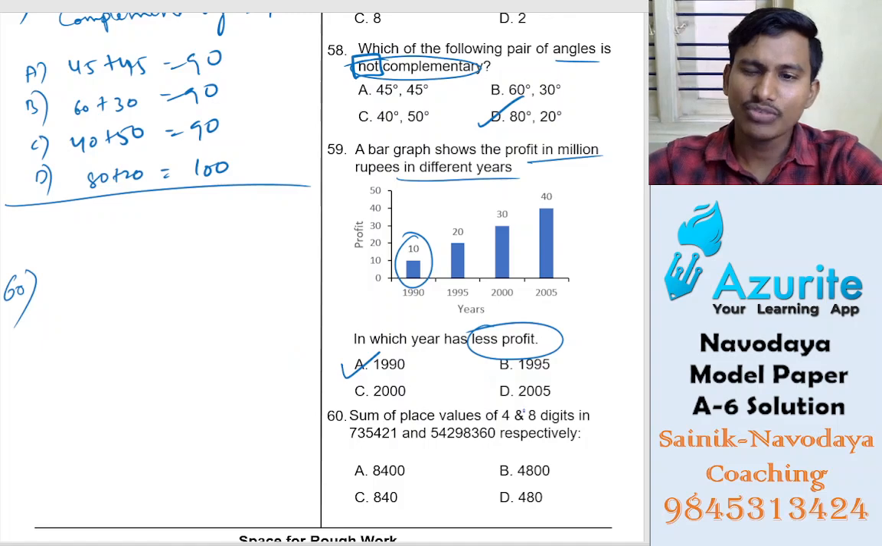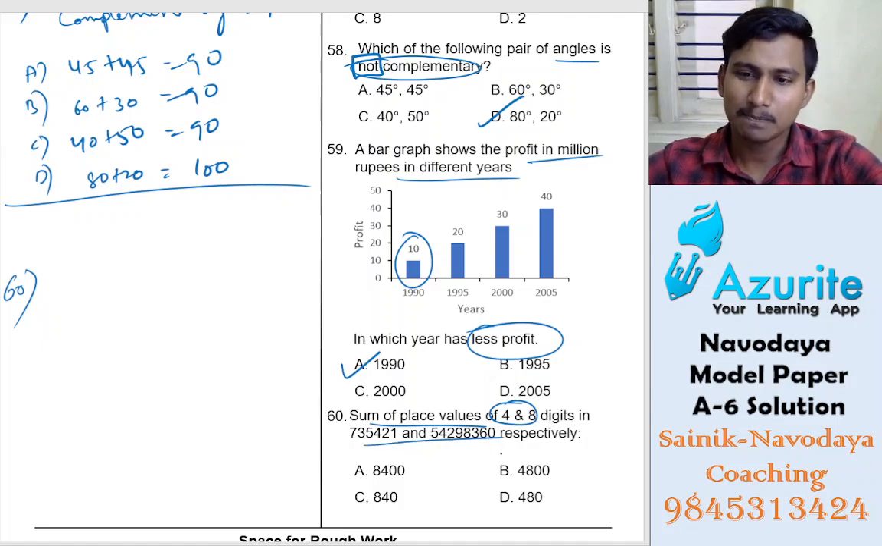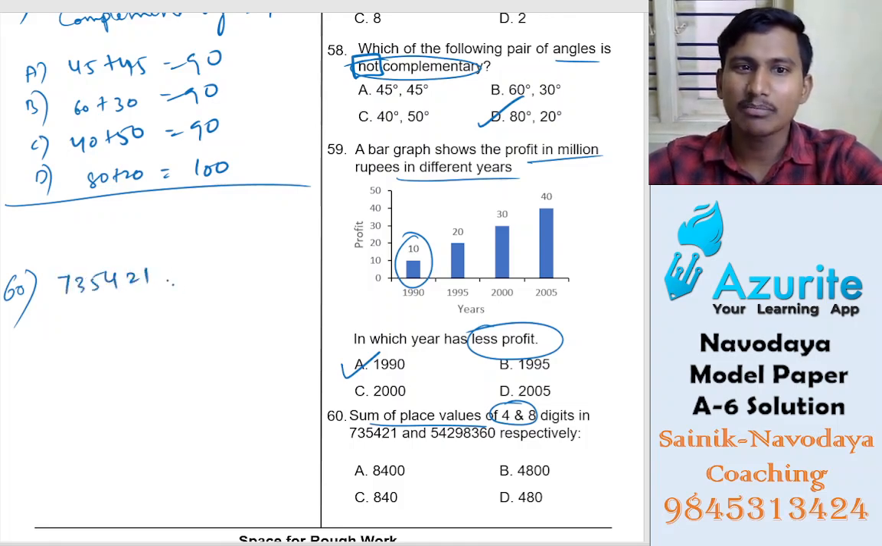Okay, 60. Which is the sum of place values of 4 and 8 in these numbers? So 4 and 8, 8,400. In 735421, what is the place value? Place value of 4 is how much? 4 is in the 400 place, so 400.